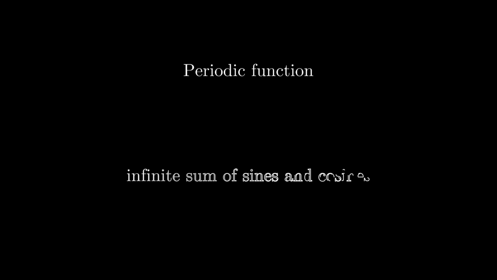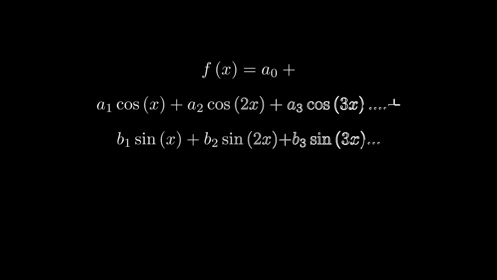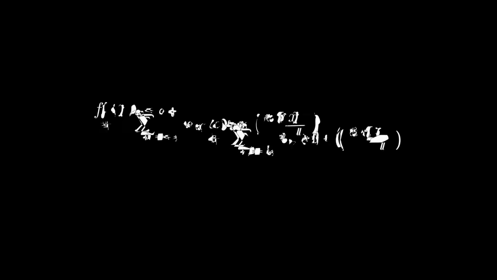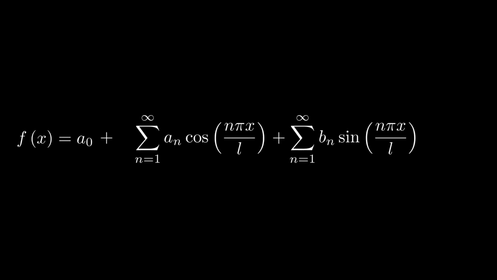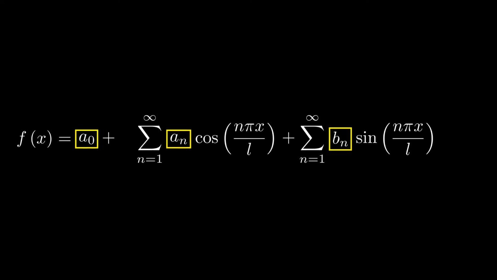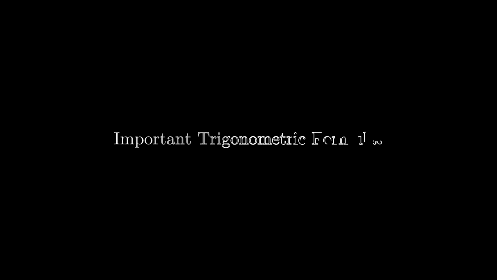So what a Fourier series is all about is trying to take any periodic function similar to this one and representing it as an infinite sum of sines and cosines. If we try to put this mathematically, it would look something like this. Now this is a better way to express the same equation. Now to solve for this equation, we would need to find the values of these coefficients.